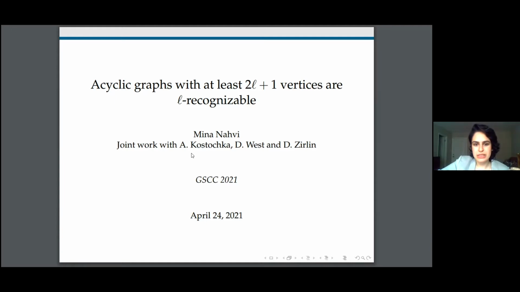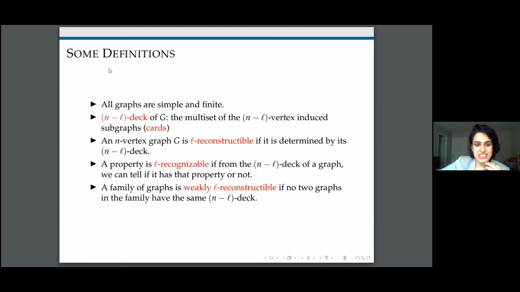So I was thinking the best way is probably to just get started with some definitions. Every graph we talk about in this project is finite and simple. The n minus L deck of a graph G is the multiset of all of the induced subgraphs of G that we obtain by deleting L vertices. So we have n choose L ways of deleting L vertices from a graph on n vertices, and looking at the list of all those subgraphs, that's what we get as the n minus L deck. We call each subgraph a card in the deck.